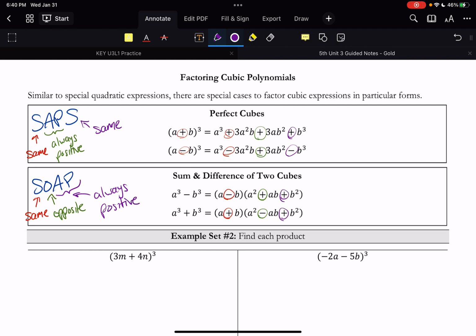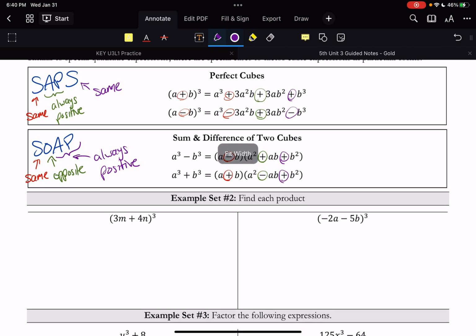So I have plus b squared no matter what at the end. And again, these are the formulas that we're going to be working with now. So finding each product, I have 3m plus 4n quantity cubed. So this is working with perfect cubes. So my formula again is there. My a value is 3m and my b value is 4n. So all that you do is plug these into the formula.